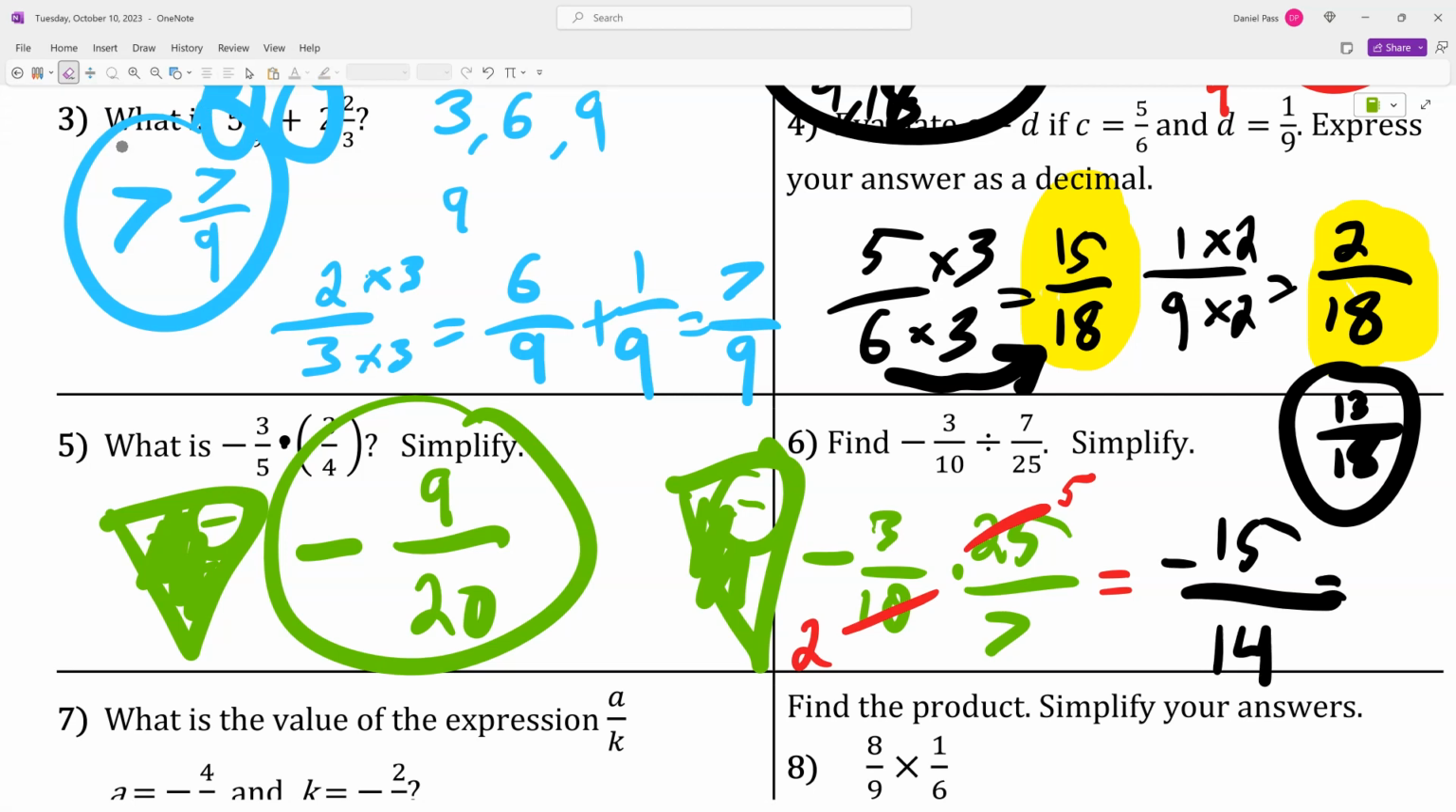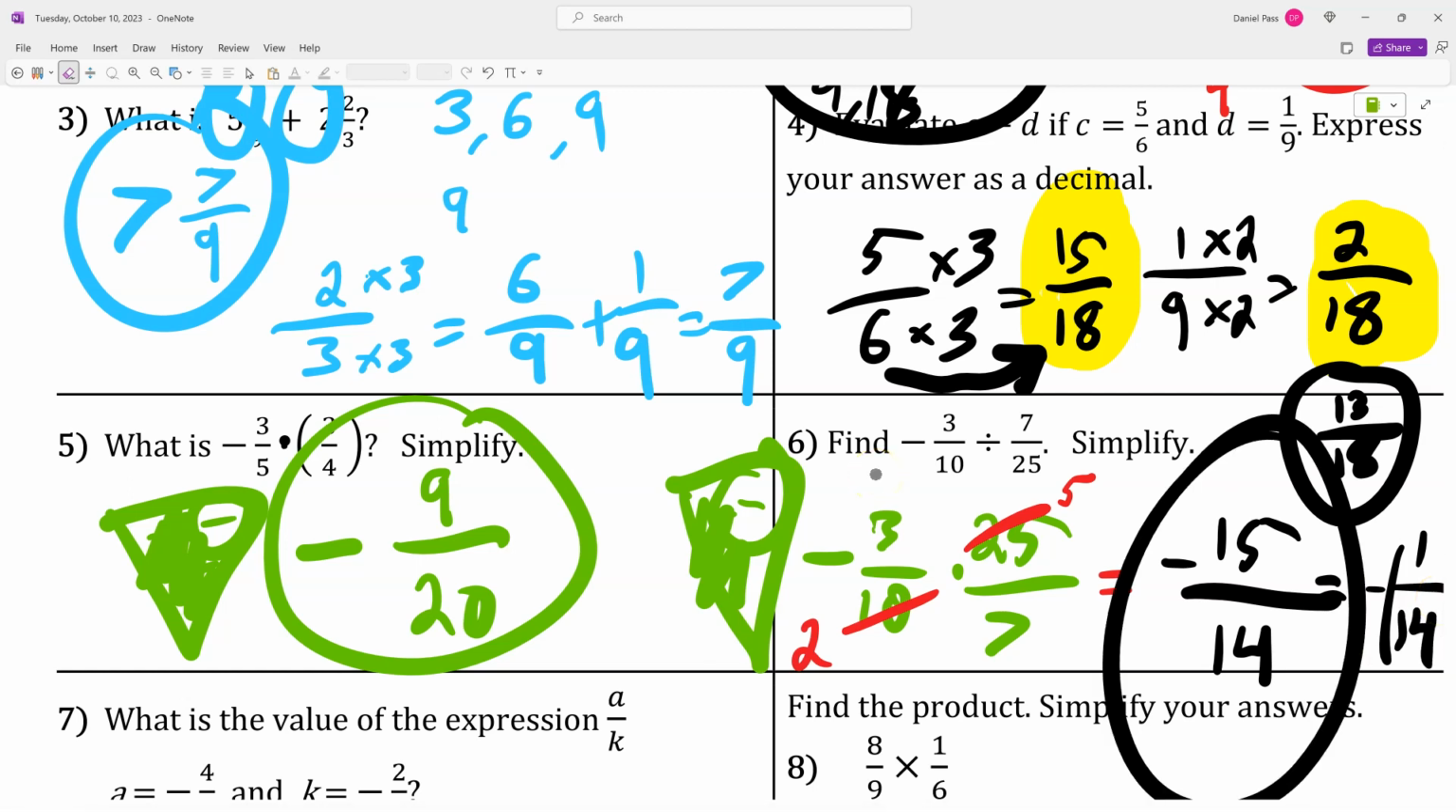You could change it to negative 1 and 1/14 if you want, but either way is fine. 15/14 is fine. Okay?